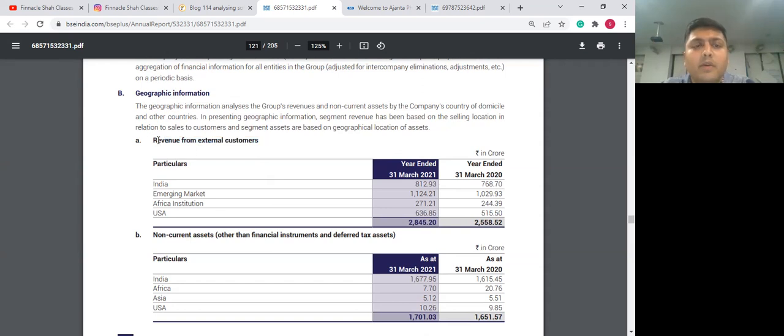I'm sure everyone, after taking a look at session number 13, is aware of what exactly revenue from external customers means. Now, what you see here are 4 geographical segments: India, emerging market, Africa institution, and then there is USA. When we take a look at geographical segmental information, a name like Africa institution might give a picture of what exactly it means.